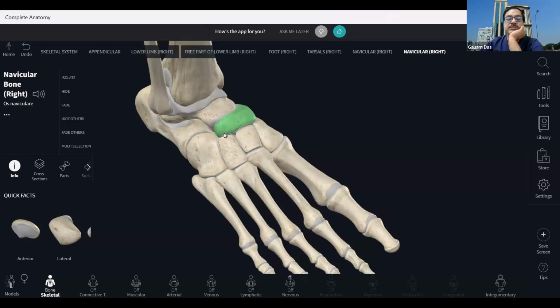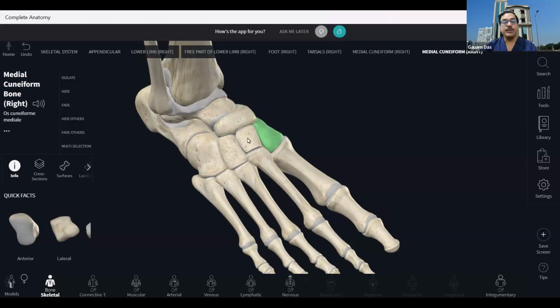Now, this cuboid bone is directly articulating with the last two metatarsal bones, fourth and fifth. But the navicular bone is articulating with the three cuneiform bones: medial, then intermediate, and then lateral. These cuneiform bones are articulating with the first, second, and third metatarsal bones. So cuboid is articulating with two metatarsal bones, and the three cuneiforms are articulating with the three metatarsal bones.